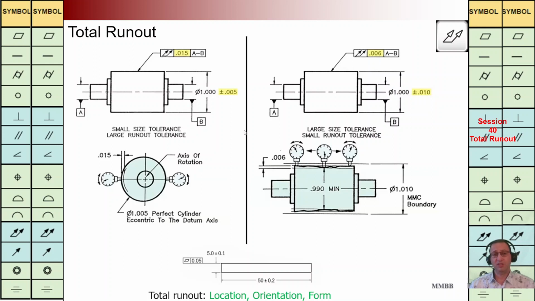If I compare the TZ for the total run out with the TZ of the size and flatness, as we can see at bottom, the TZ for flatness is smaller than the TZ for the size. The TZ for flatness is 0.05 and the TZ for the size is plus minus 0.1. But for total run out, we are not going to have this limitation because we are going to talk about, let's say, off center and form.